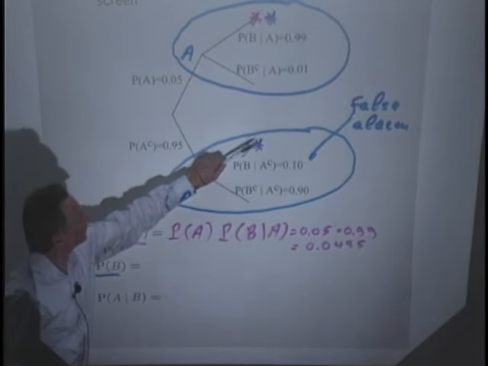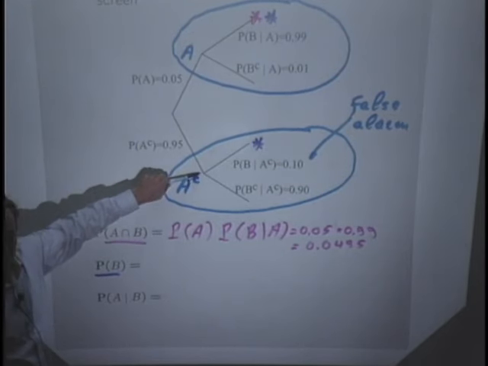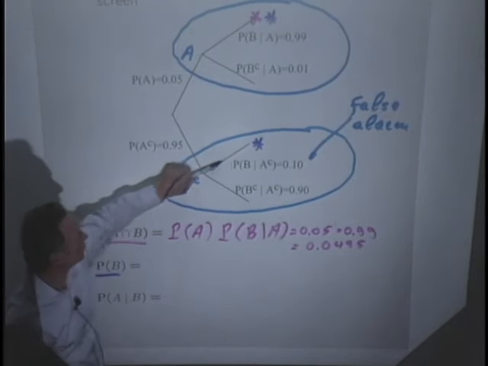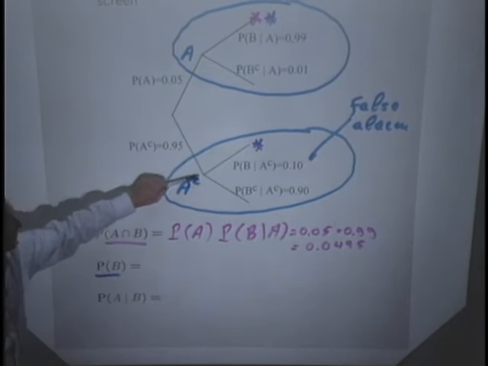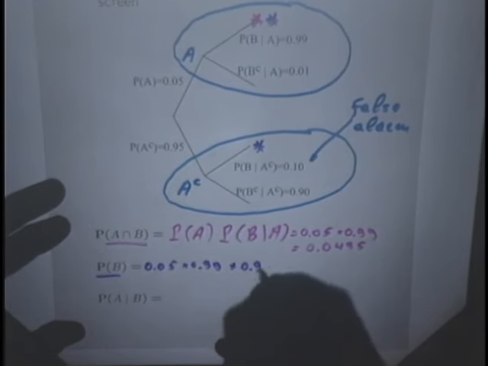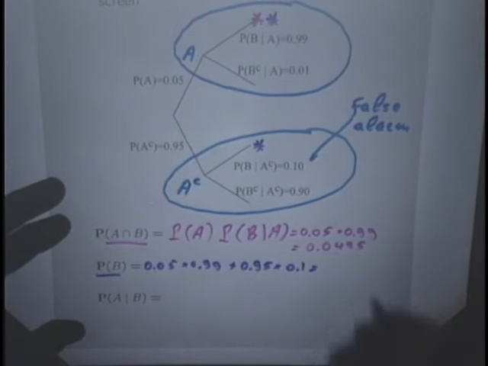For the first outcome, we already calculated it. For the second outcome, the probability that this happens is going to be this probability, 95%, times 0.10, which is the conditional probability of taking this branch, given that there was no plane out there. So we just add the numbers, 0.05 times 0.99 plus 0.95 times 0.1. And the final answer is 0.1445.